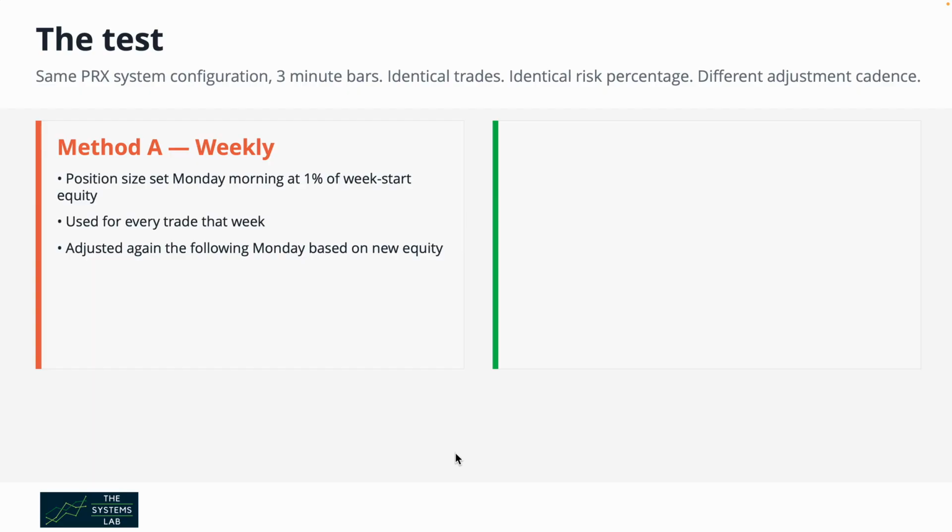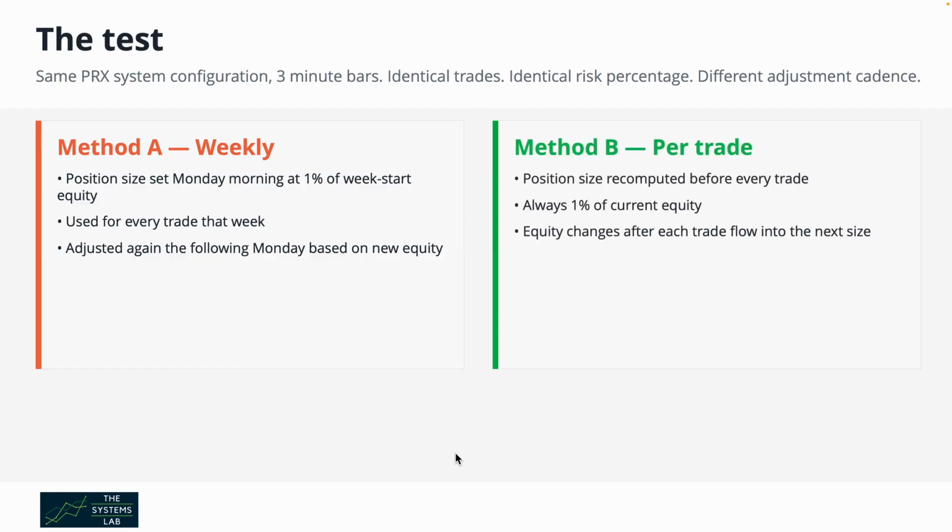So method A, we're going to adjust our position sizing weekly. We're going to set it on Monday morning at 1% of the week start equity. We're going to use that position sizing for every trade that week, and then we'll adjust it again the following Monday based on the new equity.